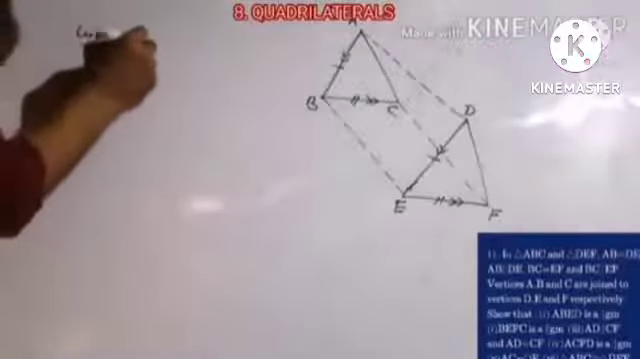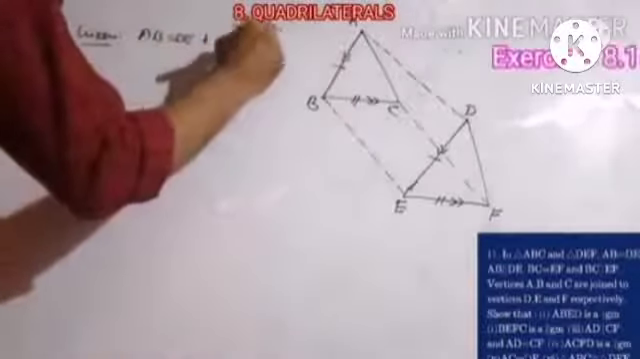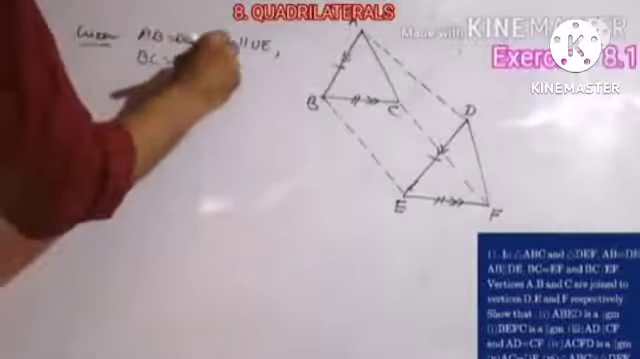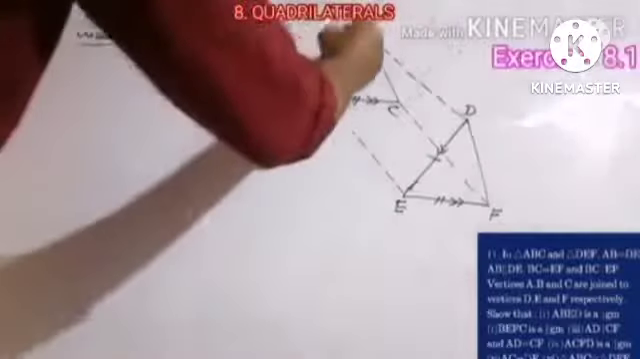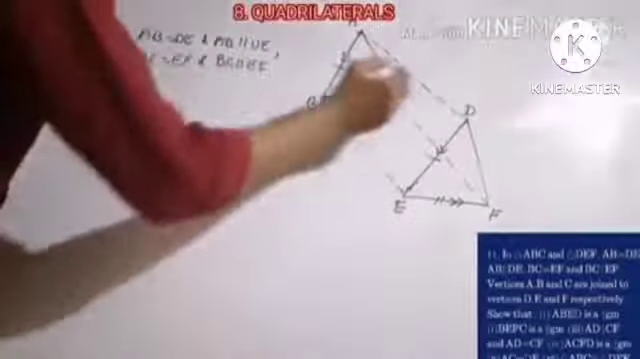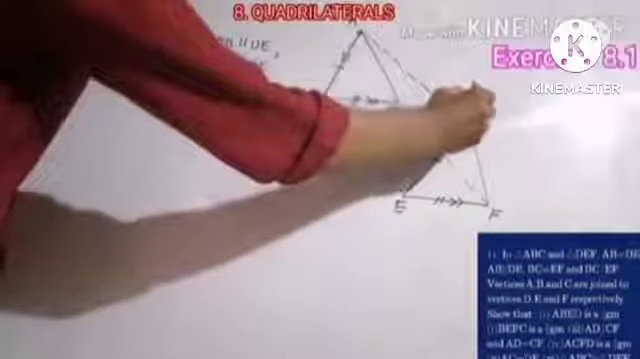First, to prove ABED is a parallelogram. So what is given? Given AB equal to DE and AB parallel DE. Second, BC equal to EF and BC parallel EF. Now, first to prove quadrilateral ABED is a parallelogram. Consider this. Here, in quadrilateral ABED, it is given that AB equal to DE.